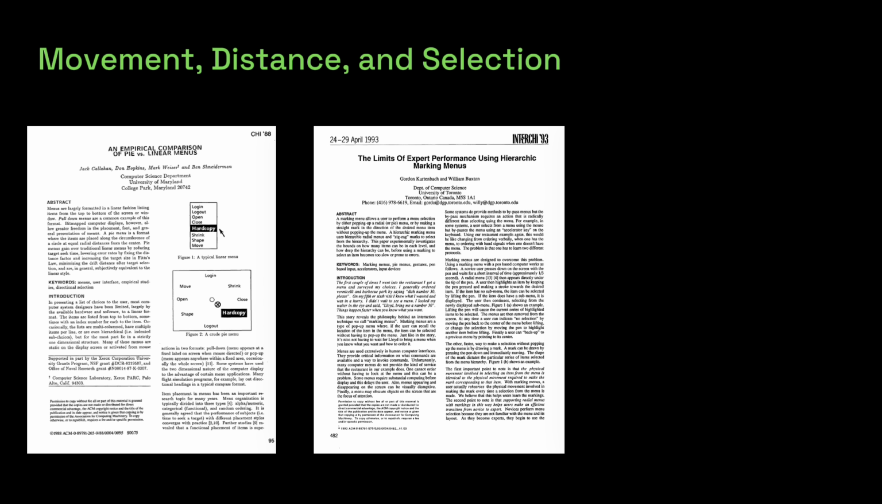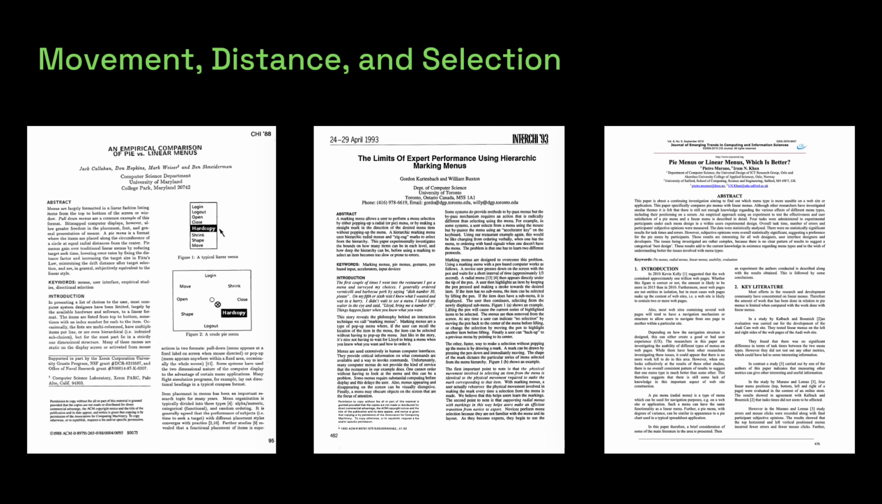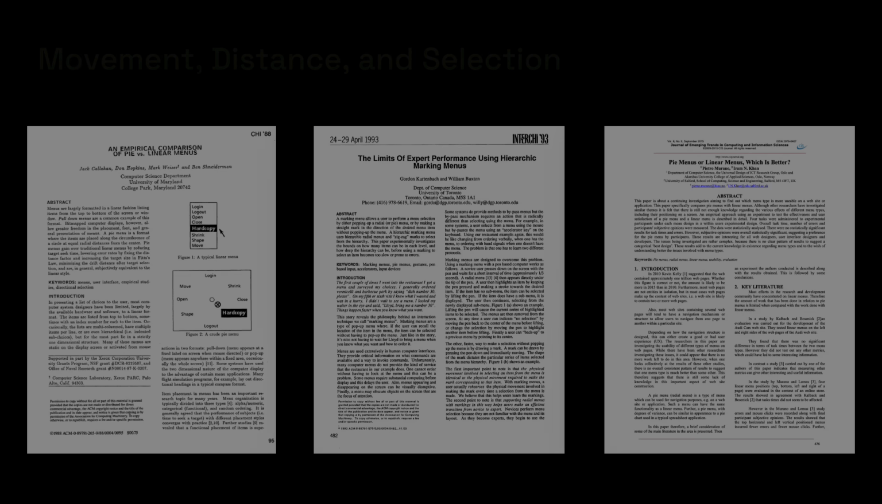Controlled studies comparing pie menus and linear menus show consistent results. Radial menus reduce selection time, lower error rates, and improve performance as users gain familiarity. These benefits are real, but conditional. They emerge most clearly in bounded choice environments, not in interfaces designed to explore large command vocabularies at once.